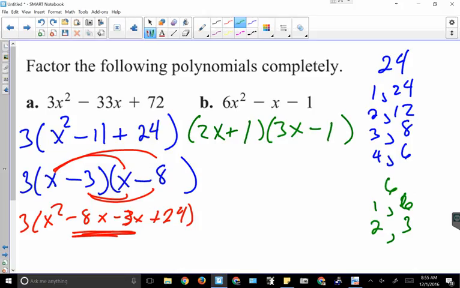Okay. Now, will this work out for me? Let's check the middle terms. If I multiply these two together, that gives me negative 2x. And if I multiply these two together, that gives me a positive 3x. Did that work? Does that get me to my negative x? The answer is no. So I'm going to have to back up and do something different. What do I really got to change?